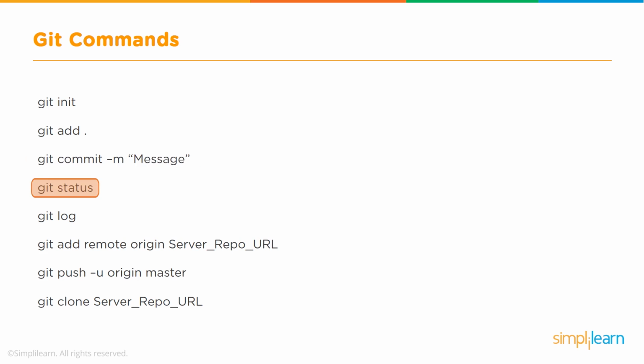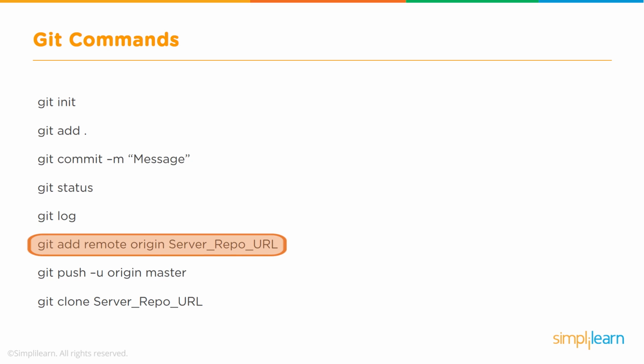Git status will give you the status of all the files and folders, any file that got added, any file that got created, any file that was deleted. All the status of the files will be obtained using the git status command. Git log will show you all the commit history with the latest history or the latest commit showing up on top. Git add remote origin.